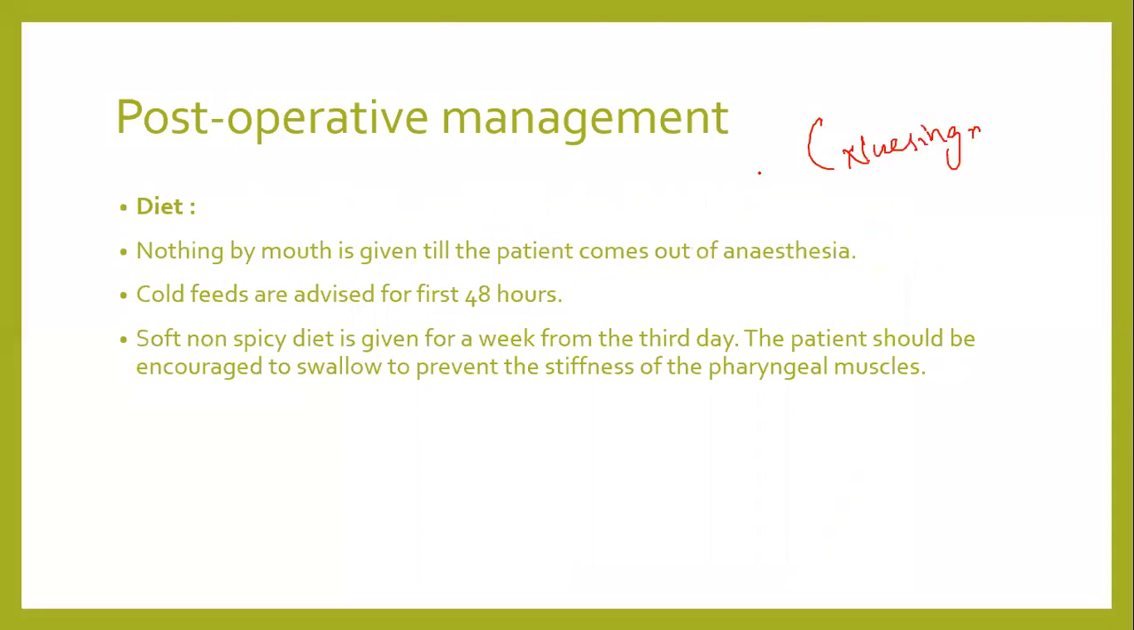The diet: nothing by mouth is given till the patient comes out of anesthesia, or else it may cause severe aspiration. Cold feeds are advised for the first 48 hours to reduce bleeding. It will cause vasoconstriction, so we should provide cold feeds. A soft non-spicy diet is given for a week from the third day. The patient should be encouraged to swallow to prevent stiffness of the pharyngeal muscles. If the patient is not able to swallow food for a long period following tonsillectomy, there will be chances of stiffening of the pharyngeal muscles.